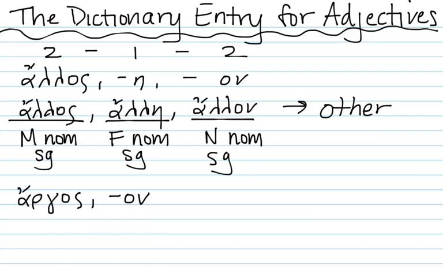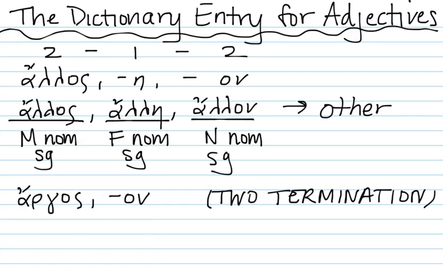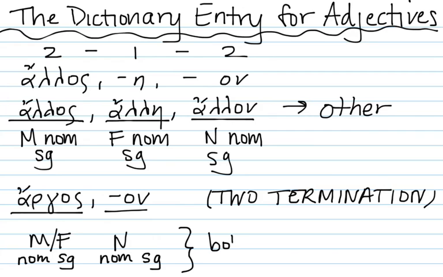If you ever see one that looks like this, argos, argon, that means it's a two-termination adjective. Two-termination is a fancy word for saying that there's only two sets of endings. The first set applies to both masculine and feminine. So in this case, the feminine endings look exactly like the masculine endings of the second declension in argos. So argos is either masculine or feminine nominative singular, and then argon is neuter nominative singular. So no matter what the gender is, it's all going to follow the second declension.